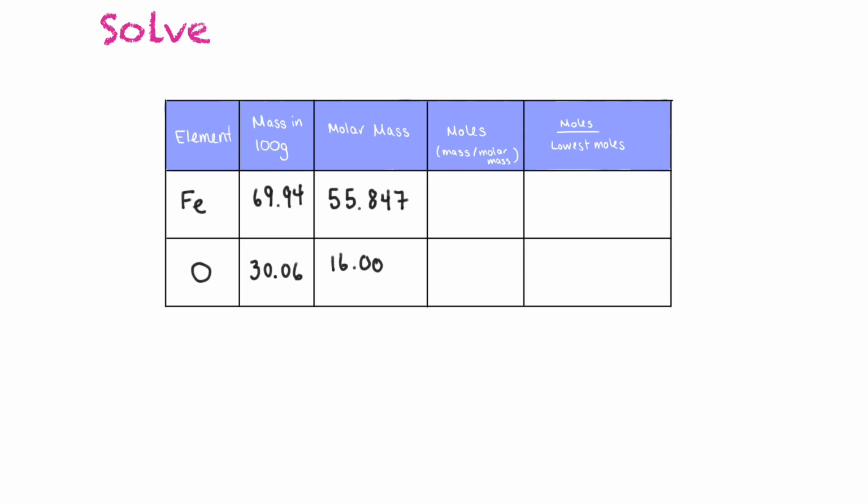Now what we need to do is calculate the number of moles. We would go to our calculator and put in 69.94 divided by 55.847. That gives us 1.25 moles. And then for oxygen, it would be 30.06 divided by 16, and that's 1.88 moles. And now what we need to do is divide each amount by their lowest mole. So 1.25 is going to be divided by 1.25 because it's the smallest amount. That's going to be equal to 1. And then 1.88 divided by 1.25.